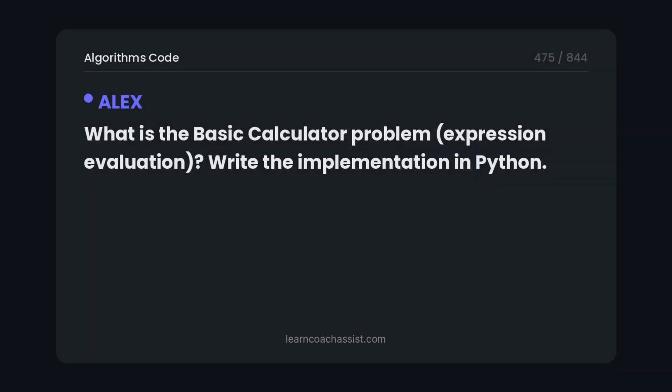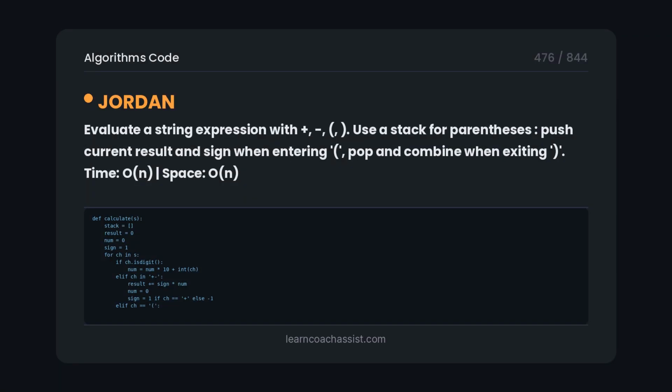What is the basic calculator problem? Expression evaluation. Write the implementation in Python. Evaluate a string expression with plus, minus. Use a stack for parentheses, push current result and sign when entering, pop and combine when exiting. Time O(n), space O(n).